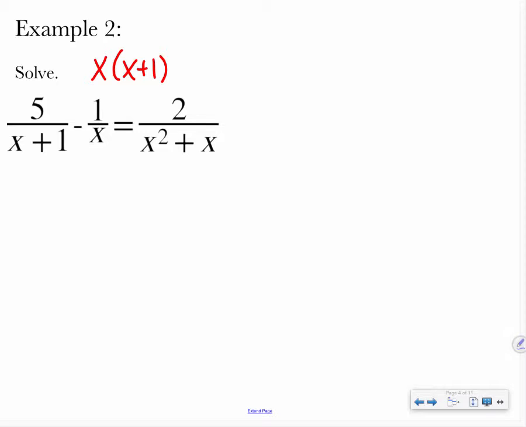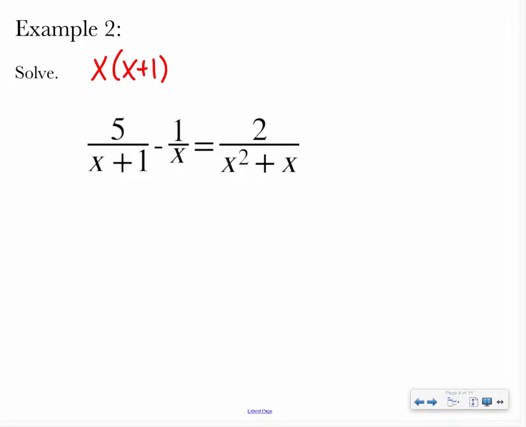So if I take everything and multiply it by our least common denominator, what I do to one side of the equation, I must do to the other. So if I do x times x plus 1. Alright, that's legal, right? Because I multiplied both sides of the equation by the same thing. What you do to one side, you must do to the other. Okay, so I'm not really changing anything.